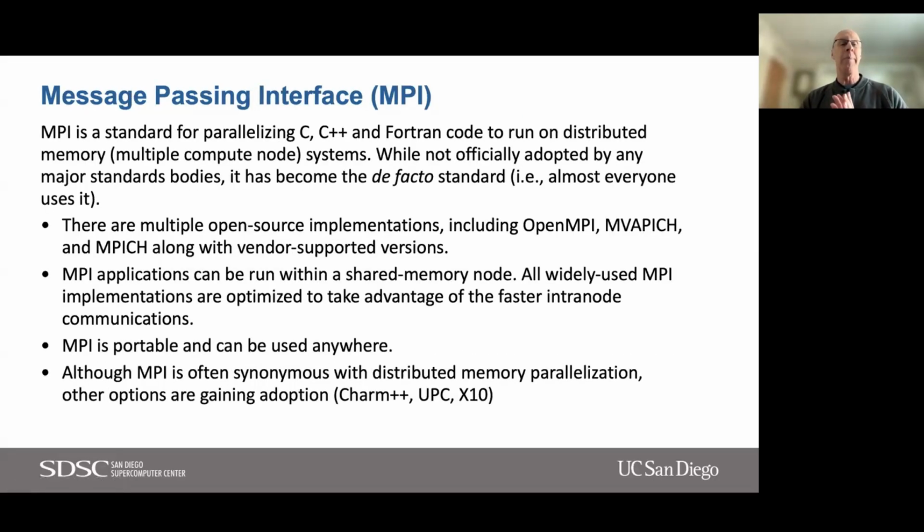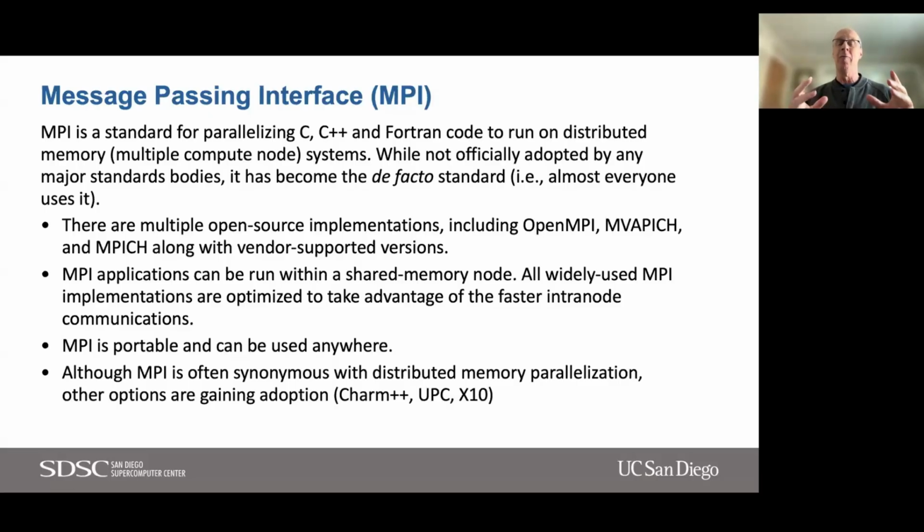Okay, so we're going to talk a little bit about two topics that we're not going to go into much detail on. These are really programming topics, but I want you to be aware of what these are. So you're going to hear the term Message Passing Interface, or MPI. This is pretty much the standard for parallelizing C, C++, and Fortran code to run on distributed memory or multiple compute node systems. We like to say that it's really a de facto standard. It's not officially adopted by the major standards bodies, but it's available pretty much everywhere.